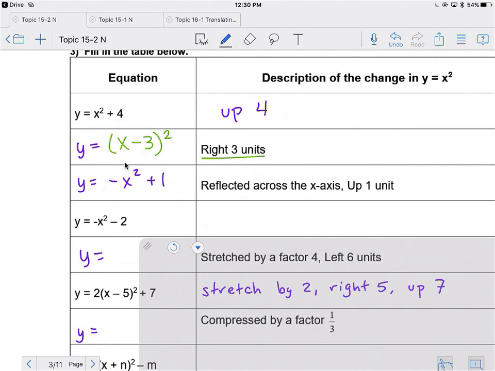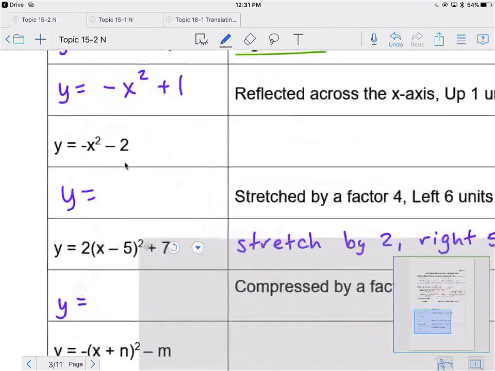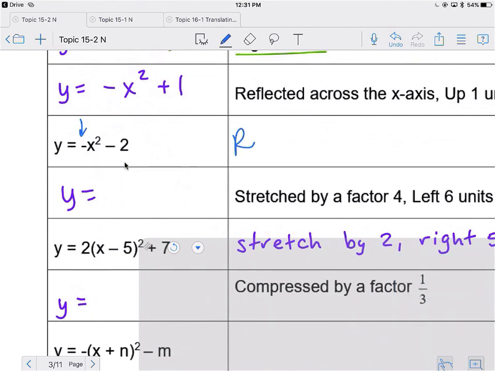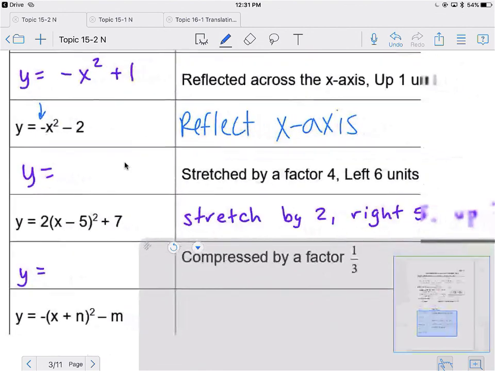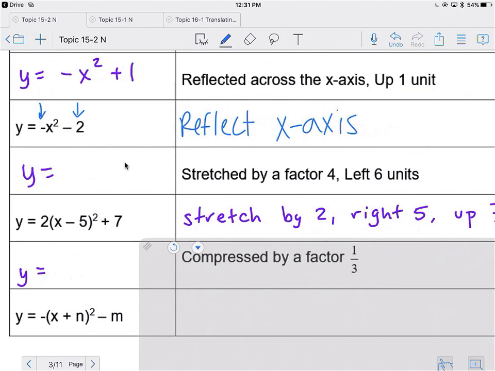To reflect across the x-axis and move up 1 unit, we would have a negative in front of the x squared and then plus 1 in the back. And in a minute, if you're starting to get confused, we're about to do a summary page that's going to summarize all of this all on one page so we can have it to reference. So a negative in front is going to reflect across the x-axis. And then a minus 2 in the back is going to shift things down 2 units.